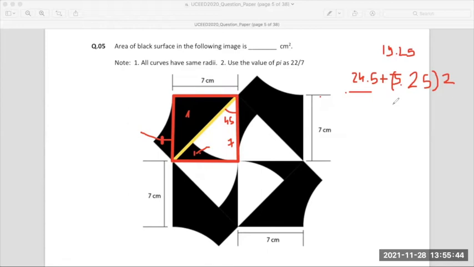क्या आएगा आंसर इसका? 10.5 plus 24.5 is how much? 35. 35 is one part, multiply by 4. 140. Clear? Yes, ma'am.